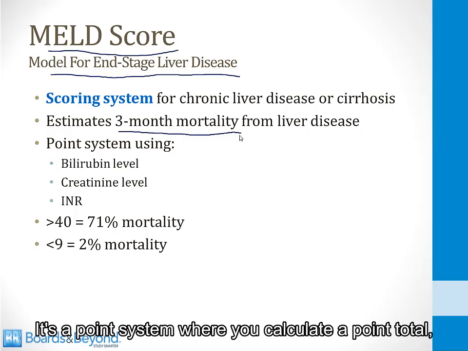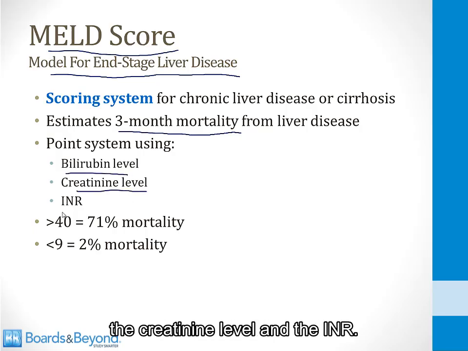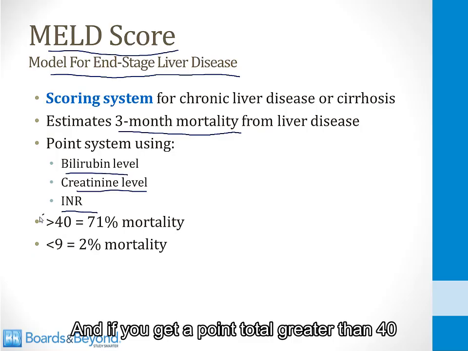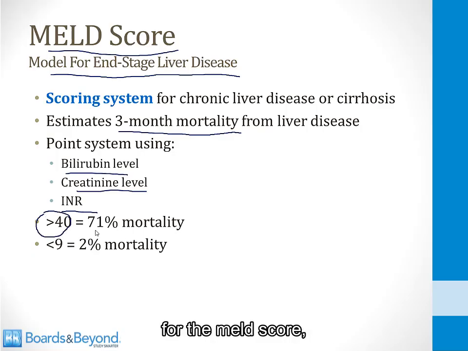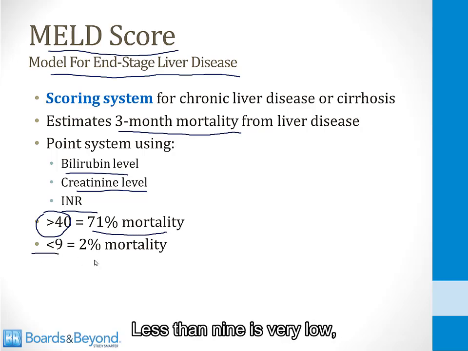It's a point system where you calculate a point total using the bilirubin level, the creatinine level, and the INR. And if you get a point total greater than 40 for the MELD score, that suggests a 71% mortality in 3 months. Less than 9 is very low. That suggests a 2% mortality.